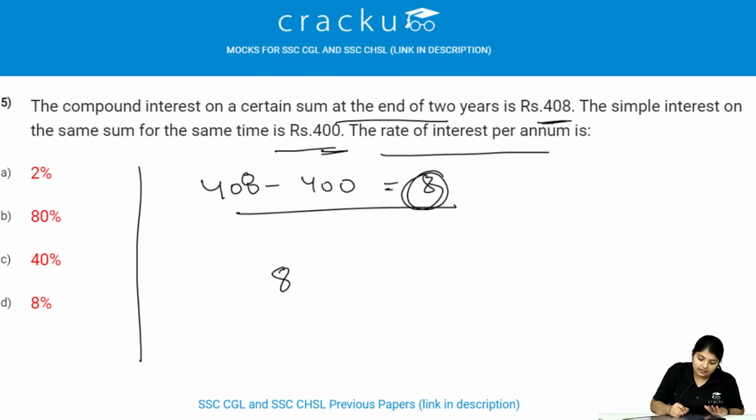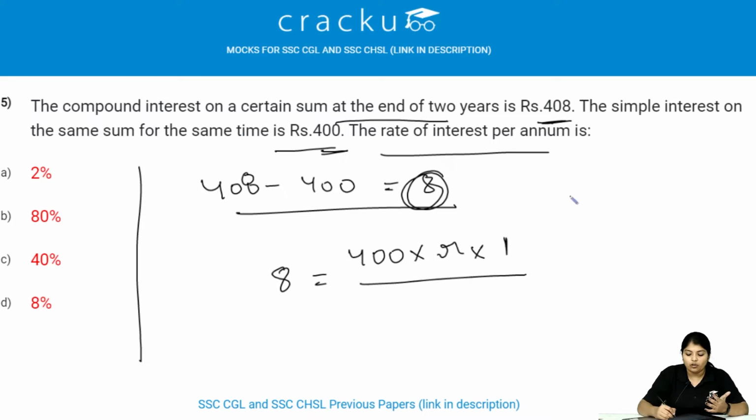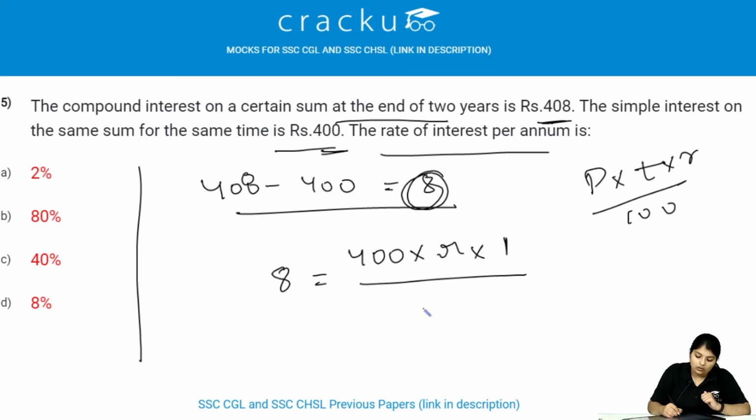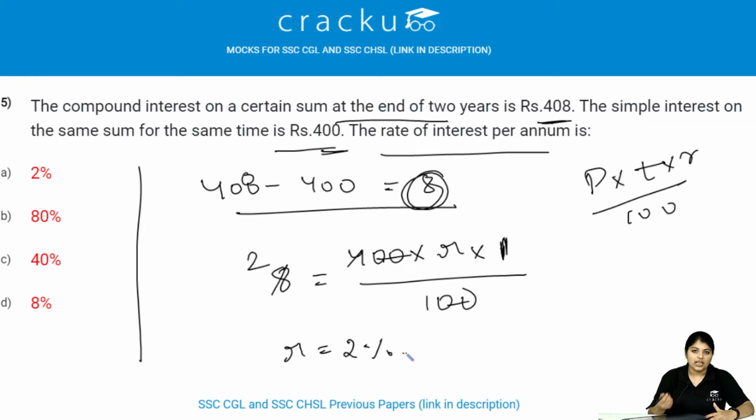So 8 is equals to 400 into rate into time, like we know the simple interest formula, that is P T R by 100. So 100. This is P, this is time T, and R, we have to find R, and by 100. So by calculating this, zeros get cancelled, 4 1s and 4 2s. So rate is equals to 2%. Therefore answer is option A.